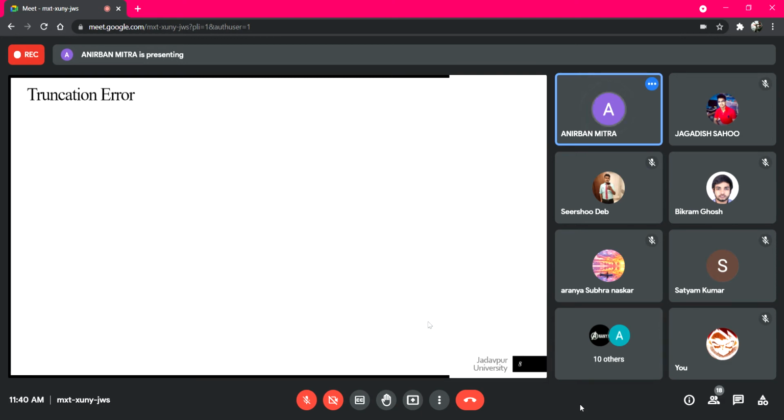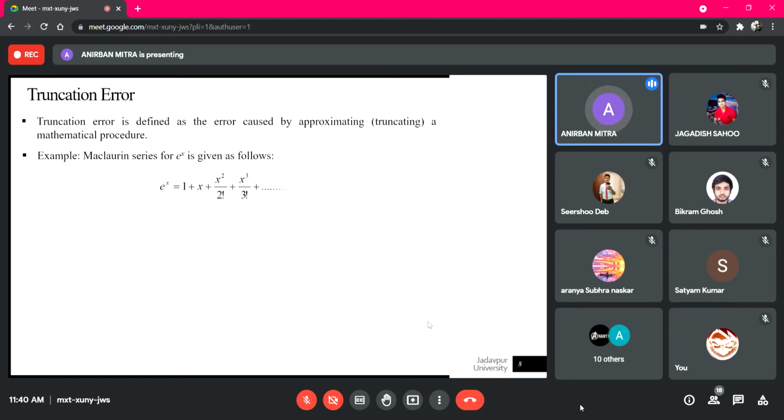So what about truncation error? We have already mentioned that it is defined as the error caused by approximating or truncating a mathematical procedure. It is best explained through this example of a series. This is the Maclaurin series for e to the power x, and it is represented by 1 plus x plus x square by 2 factorial plus x cubed by 3 factorial, and it goes up to infinity. So that is the representation for e to the power x.